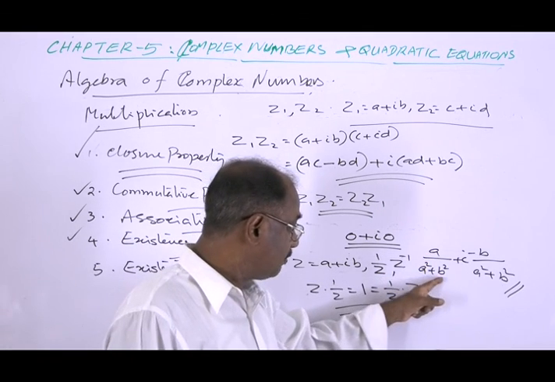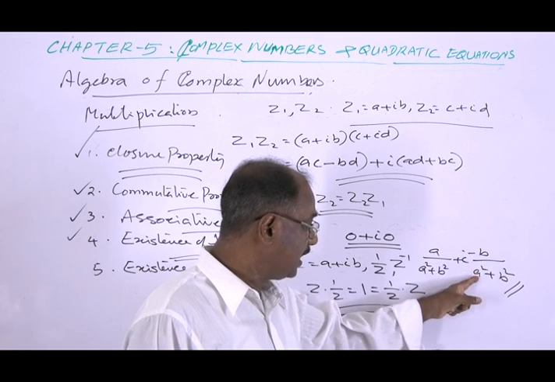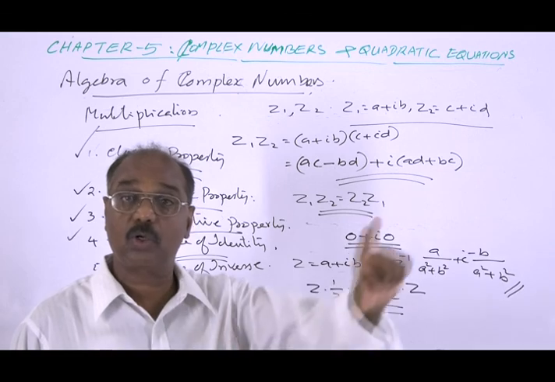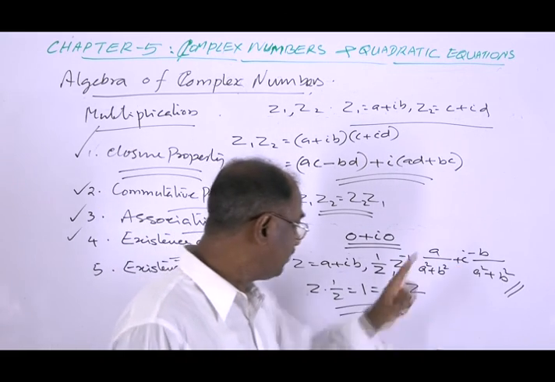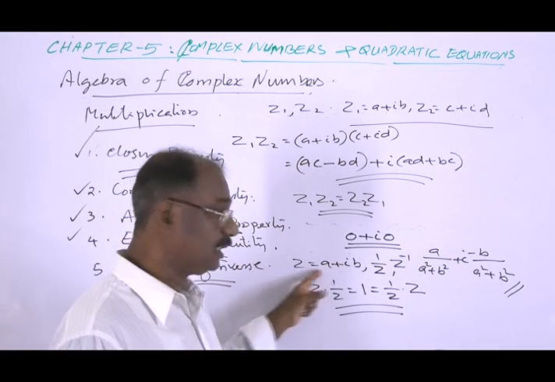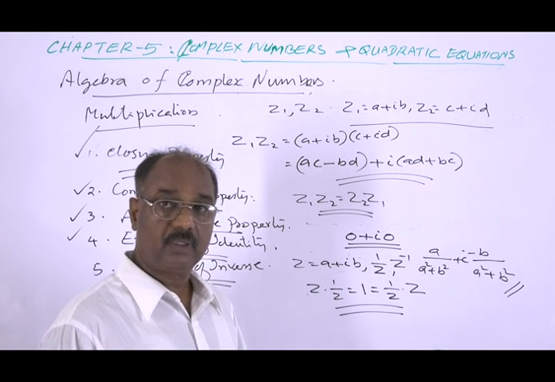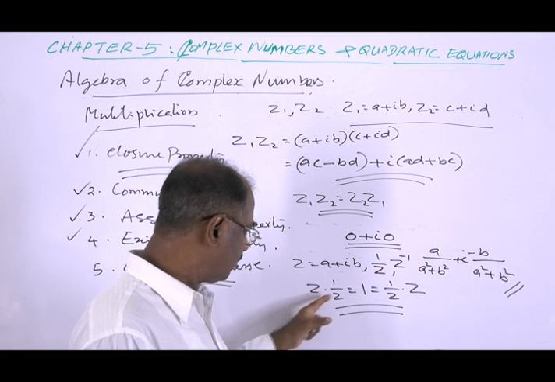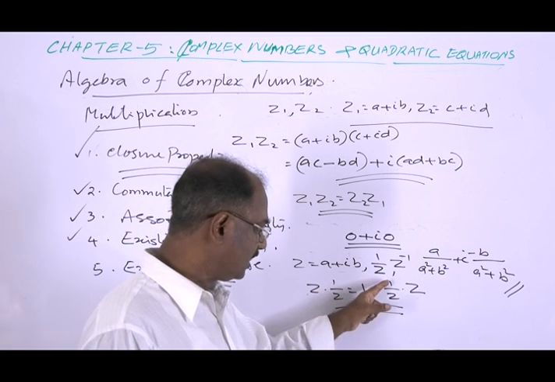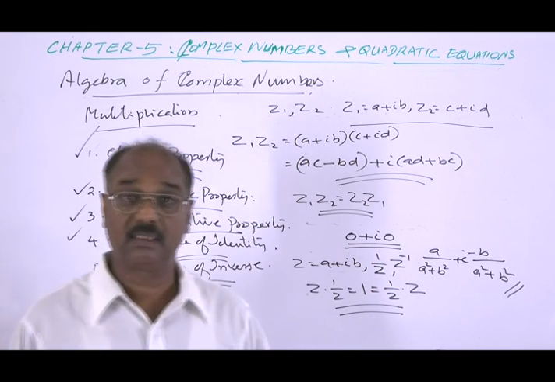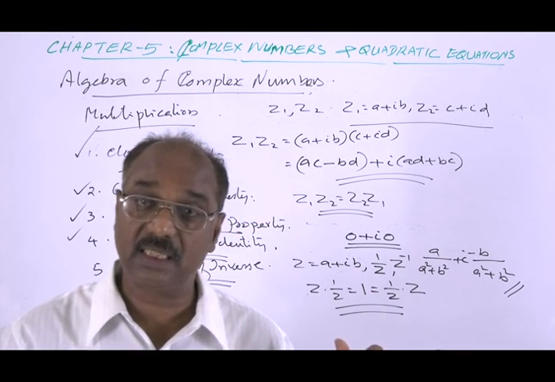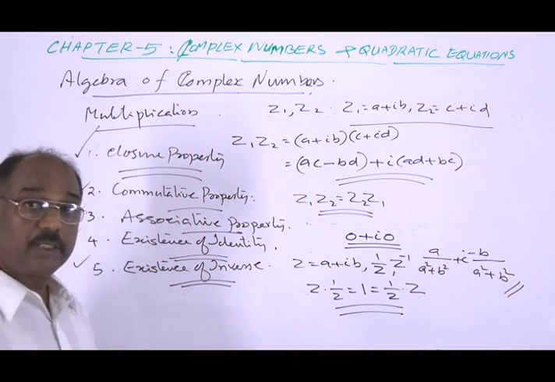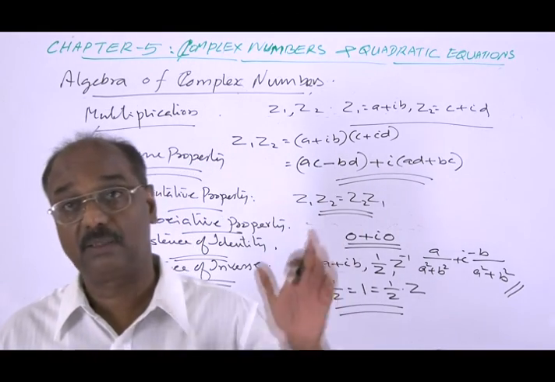And this is true for all complex numbers Z except for 0 plus I into 0. This A by (A squared plus B squared) plus I into (minus B by (A squared plus B squared)) is clearly a complex number existing for all non-zero complex numbers. And this is the inverse of Z equal to A plus IB. We can immediately verify that Z into 1 by Z equals 1, which is 1 by Z into Z. We do not go to the details here also. So this inverse exists for all non-zero complex numbers.